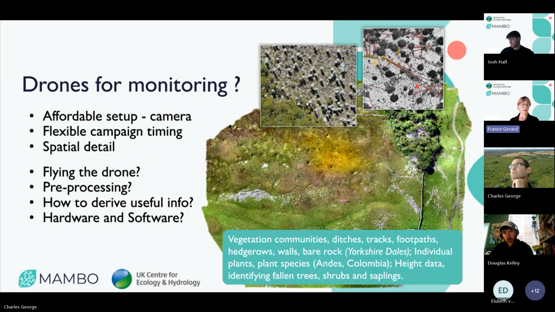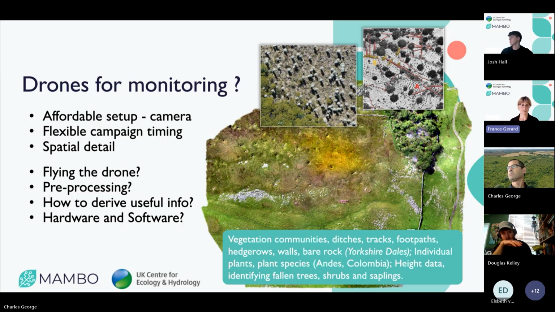So why would you consider using drones for monitoring? From my personal perspective, it's quite obvious. The setup is relatively affordable compared to other options, specifically if you go for a drone camera combo. Using drones makes it extremely flexible to time your campaign. You can more or less pick up your kit and go for it. And so basically you can work around the weather very easily. And you can also quite easily do repeat visits if you want to.